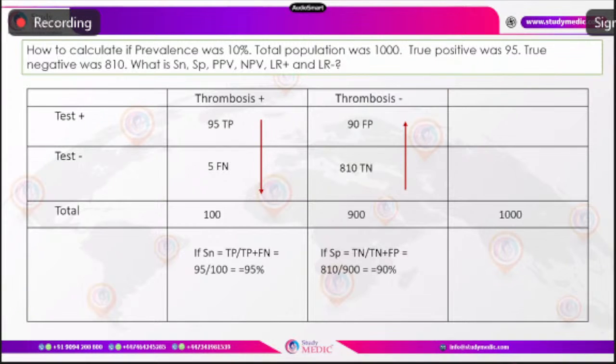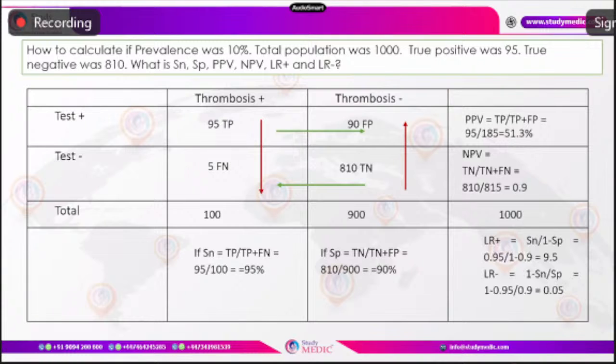So it is a 95% sensitive test and a 90% specific test. Positive predictive value, we can see the left to right arrow there. It is true positive by true positive plus false positive, which is equal to 51%. What is negative predictive value? We can see the right to left arrow there. It is 810, true negative by true negative plus false negative. It is 90%. Now we have calculated sensitivity, specificity, positive and negative predictive value.